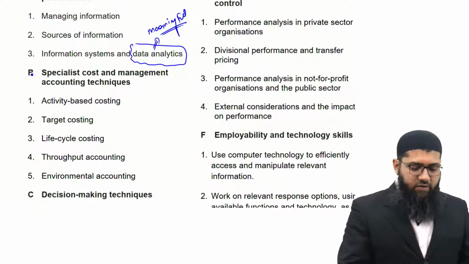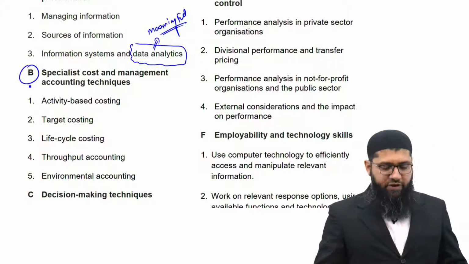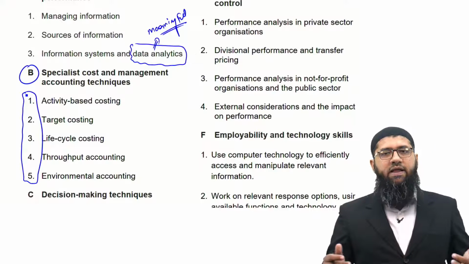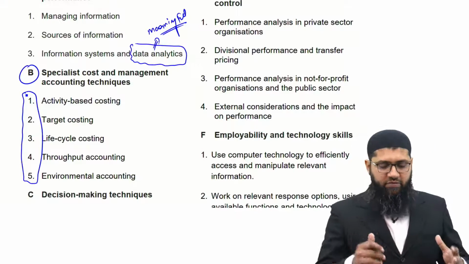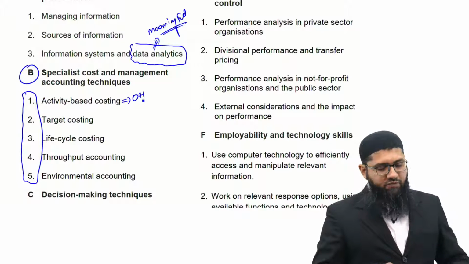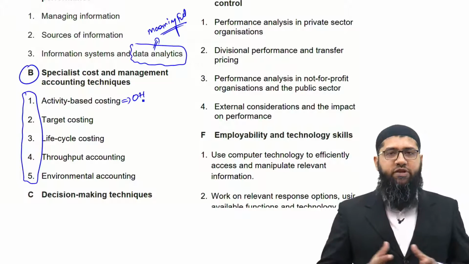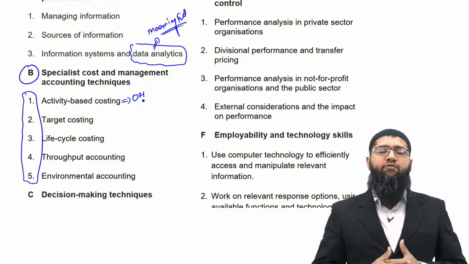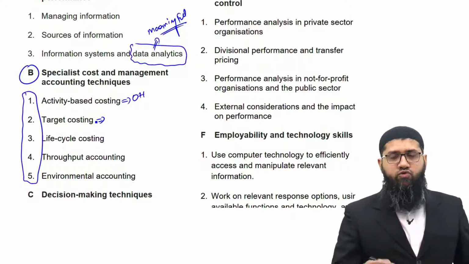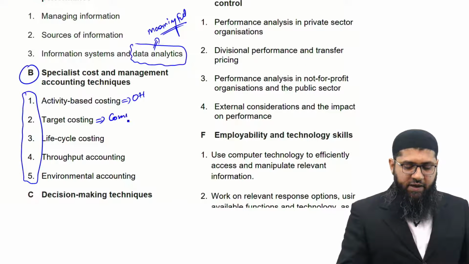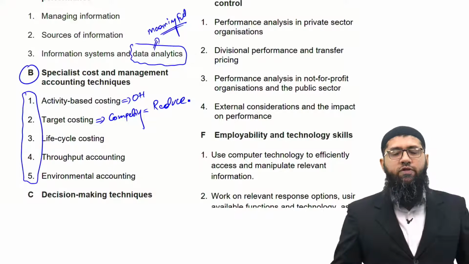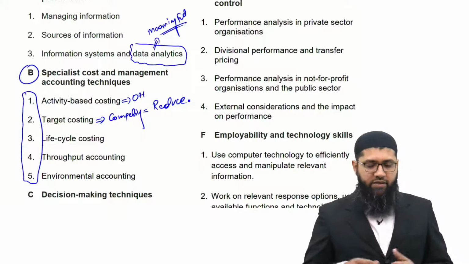Then the next thing is we are going to be talking about the five different specialized cost and management accounting techniques. Activity-based costing is a technique used for overhead allocation, an alternative to the absorption costing that you have studied at the basic level of accounting. Then you've got target costing, which is ideally used for organizations that are competing and want to reduce their cost of production.